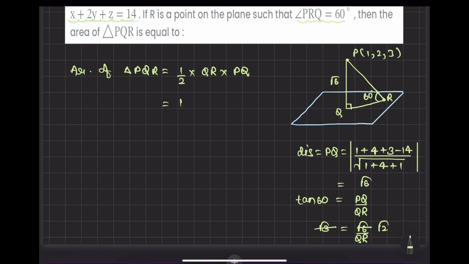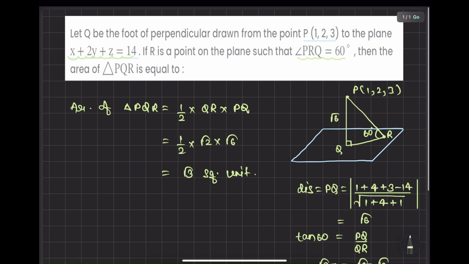Now we can update this thing. So it is 1 by 2. QR is root 2. PQ is root 6. So from here we will have root 2, from here also we will have root 2. So root 2 into root 2 will become 2 and will be neutralized by the denominator 2. So we will be left with root 3 square unit. Therefore the area of the triangle PQR is root 3 square unit.